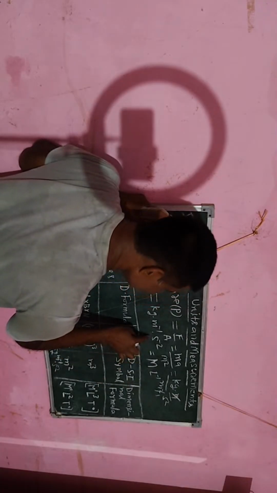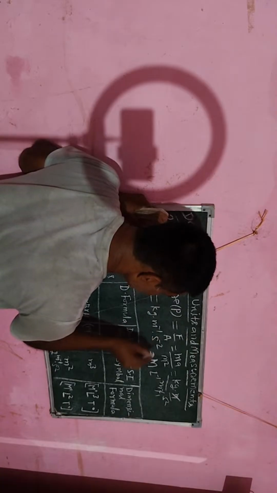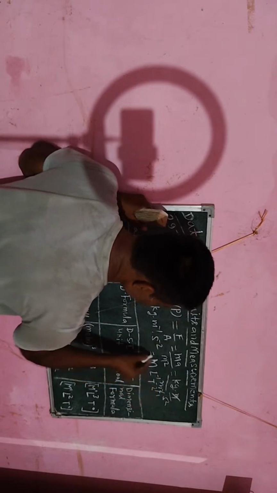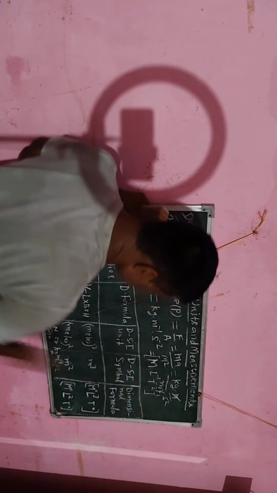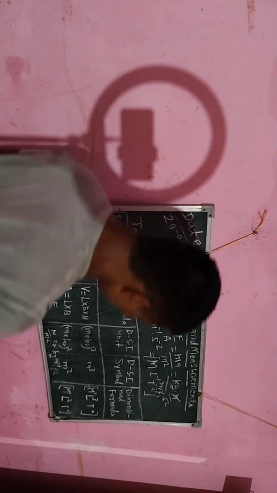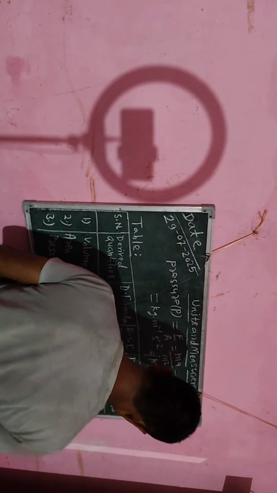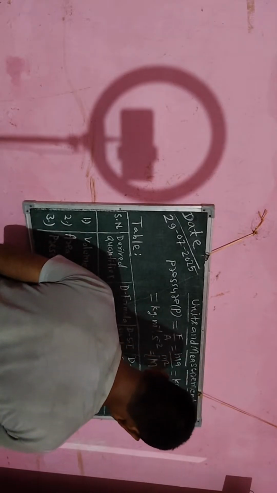Here s stands for second, and second has dimension T, so I will put T here, and it has power minus 2, so I will put minus 2 there. The dimensional formula is written in a bracket, and I will write that formula there. So here I have to write its dimensional formula, so you can also remember it.